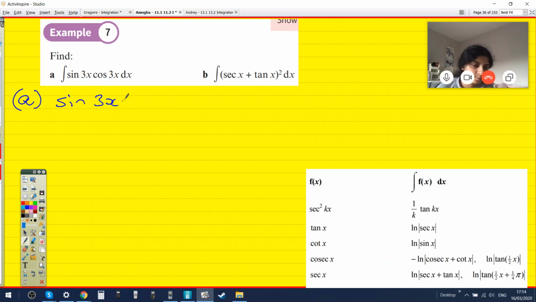Sine 3x is the same as sine of x plus 2x. Yeah, and so that's a double angle. That's a compound angle formula. Oh, okay. Same for cos.